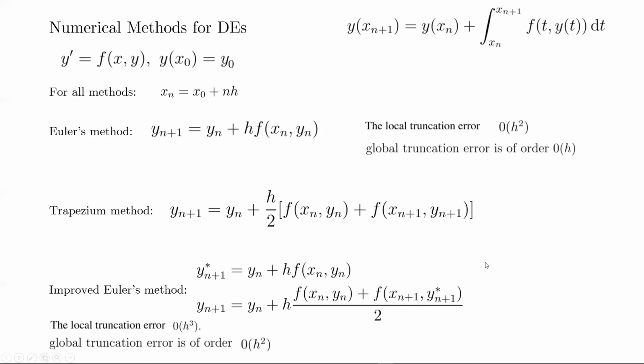And just writing the errors: the local truncation error of Euler's method was order h squared, and the global truncation error was order h. The local truncation error of the improved Euler's method is order h cubed, and the global truncation error is of order h squared. So in the next class, we'll start looking at some examples of the improved Euler's method, and probably solve some of these numerically as well.